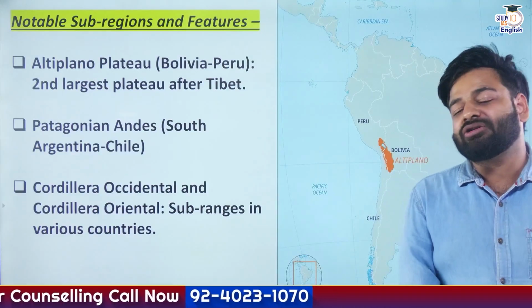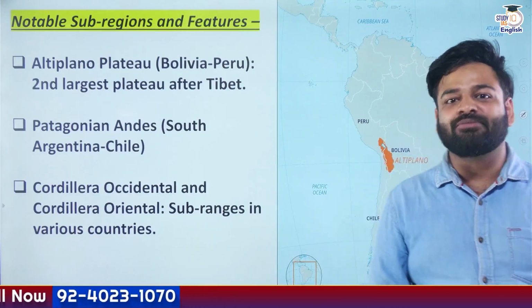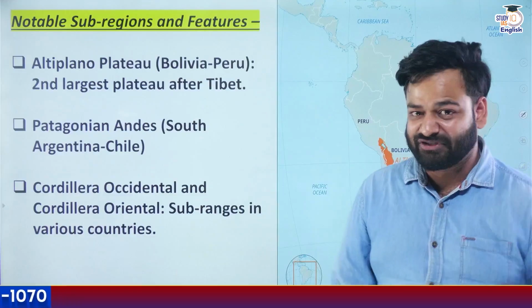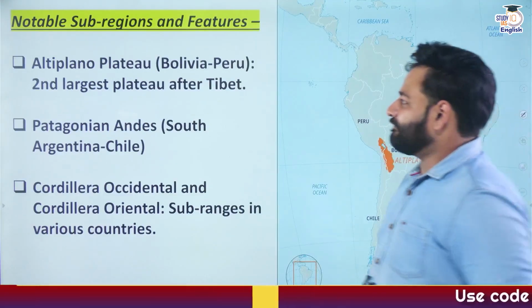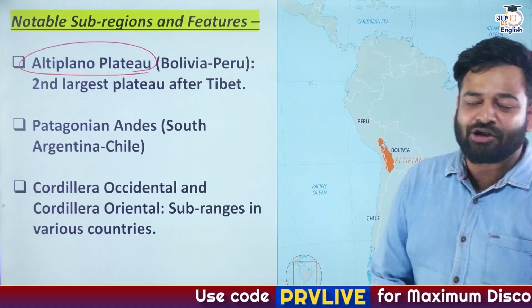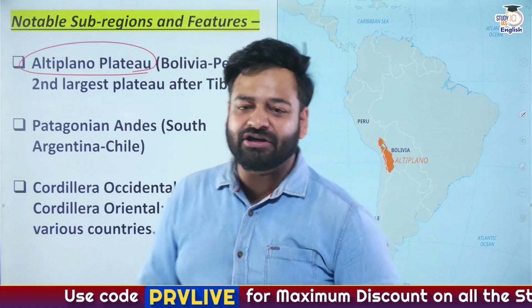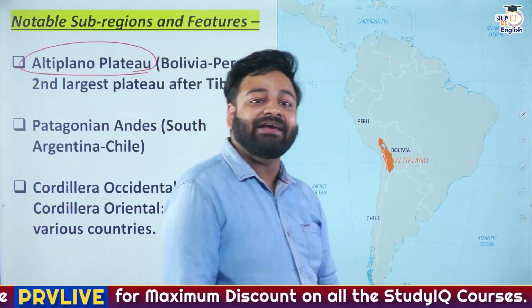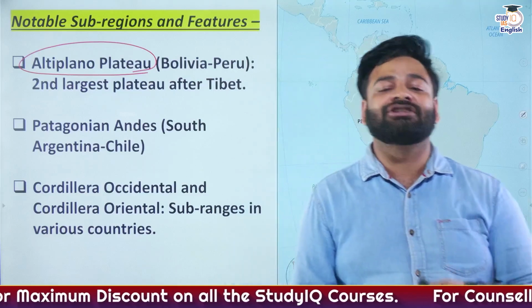Now, the notable sub-features or sub-regions. As we can see, first is the Altiplano Plateau. The striking feature here is that it is the second highest plateau after the Tibetan Plateau.